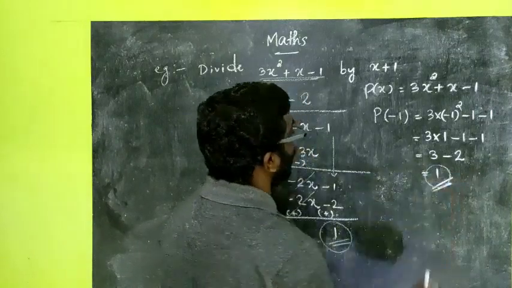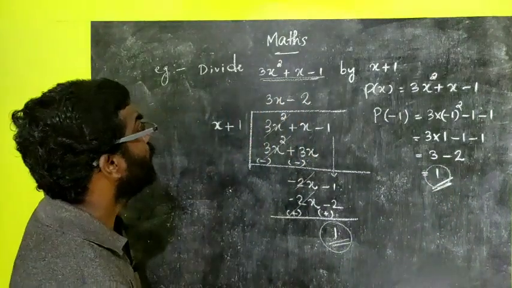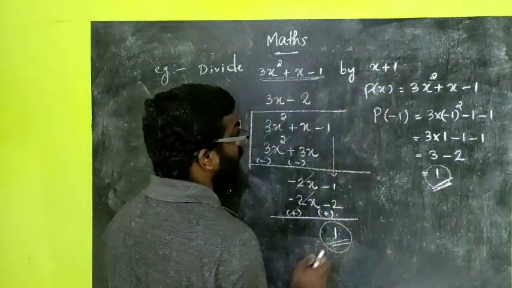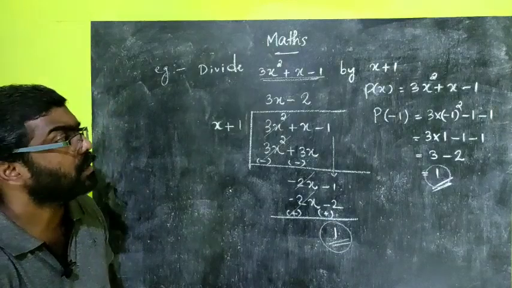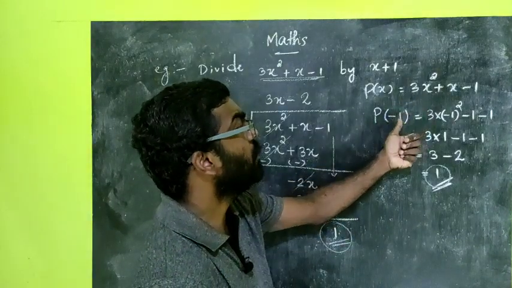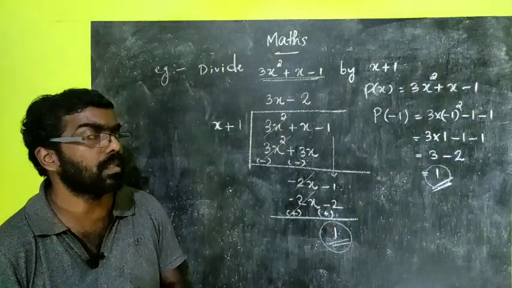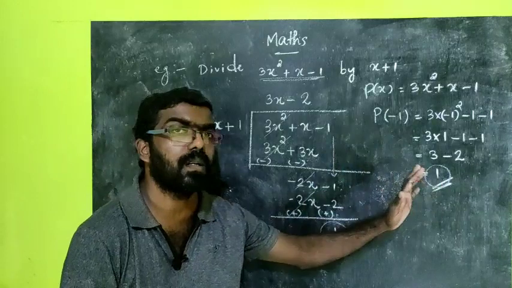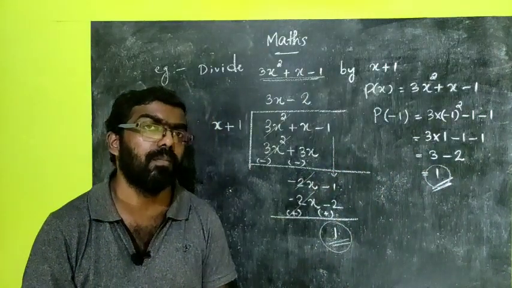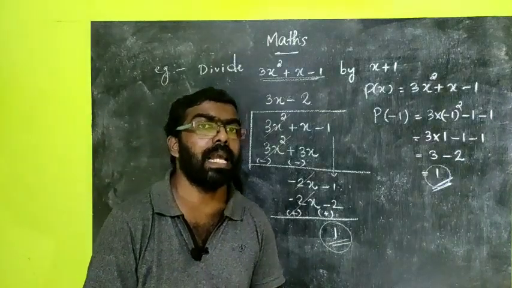So the remainder obtained when dividing the polynomial 3x square plus x minus 1 by x plus 1 is the same as the value obtained by replacing x by minus 1 in the dividend. Is that clear? That means p of minus 1 is equal to the remainder obtained by the long division process. Now we move on to the topic remainder theorem.